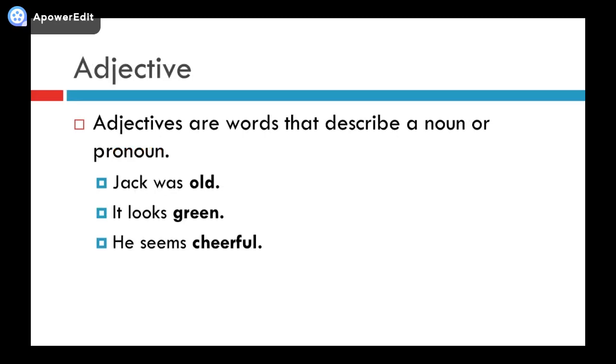They are words that describe a noun or a pronoun. So basically, adjectives are giving us more information about a noun or a pronoun. The example is Jack was old. Now, old, it is what? Giving us extra information that Jack is an old man. It looks green. What is that it? We do not know, but it looks green. The color, it is telling us more information about it.